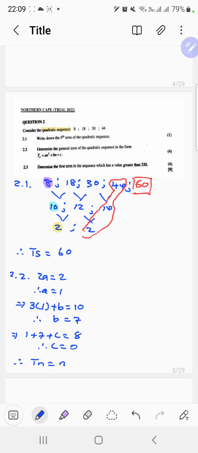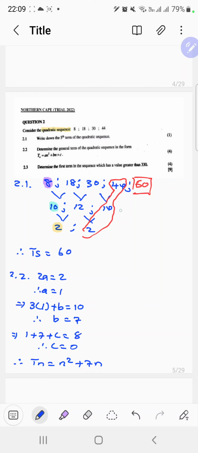Now let's double check whether this satisfies our sequence. So when we put 1 there, what happens? So this is 1 squared, which is 1. 7 times 1 is 7. So 1 plus 7 is 8. Tick. And then you put a 2 there. So 2 squared is 4, right? And 7 by 2 is 14. 14 plus 4 is 18. So it is giving us our sequence.